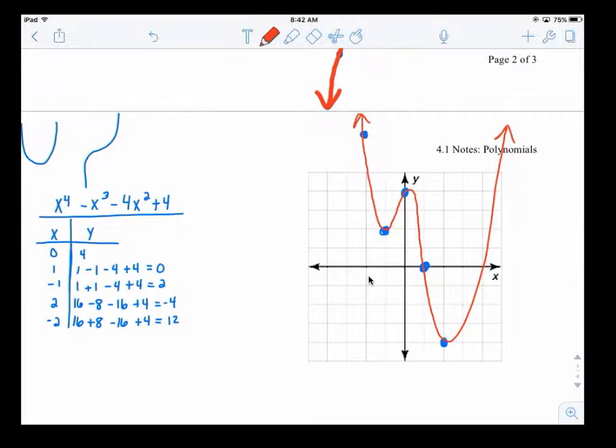Again, you have to use your end behavior to get the general idea of what the graph is. This one here, it's like -2, 12. All right, so again, as x goes to infinity, the y values go towards infinity. As x goes to -infinity, the y values go towards positive infinity. All right.